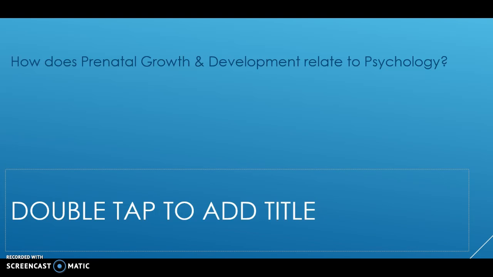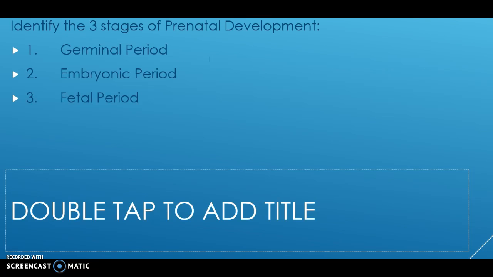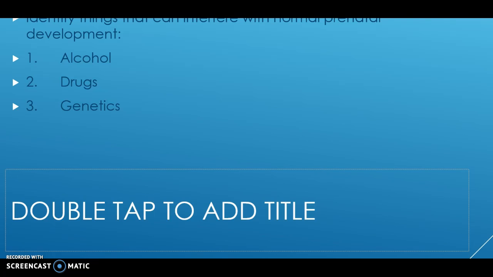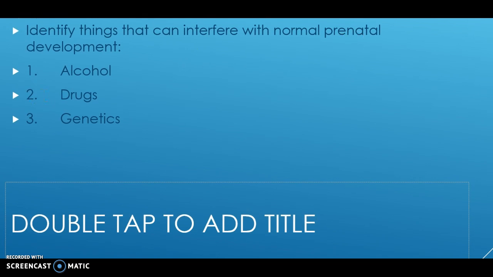We will discuss how prenatal growth and development relates to psychology, as well as identify the 3 stages of prenatal development, which are the germinal period, the embryonic period, and the fetal period. We will also identify things that can interfere with normal prenatal development, such as alcohol, drugs, and genetics.